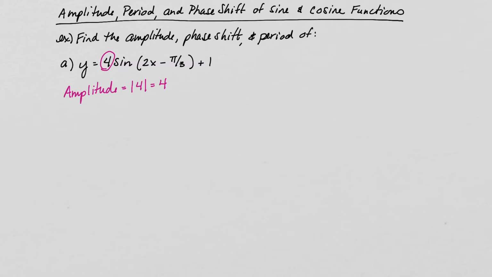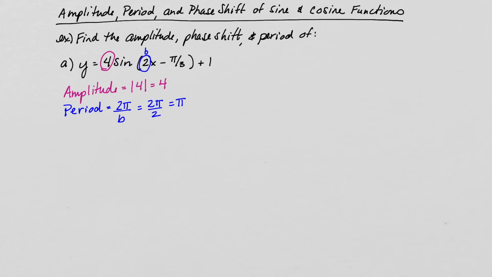Let's do the period next. So the period, remember the period comes from looking at the number that's in front of the x, which we called b, and the period is 2 pi over b, so in this case it's going to be 2 pi over 2, or pi.